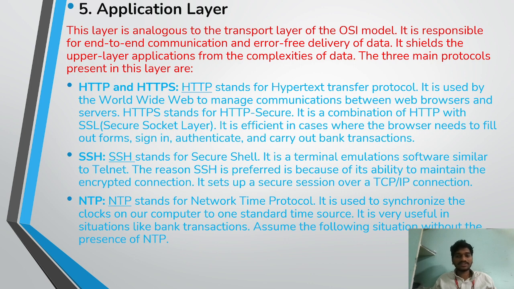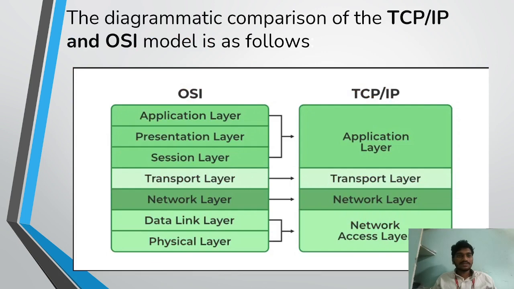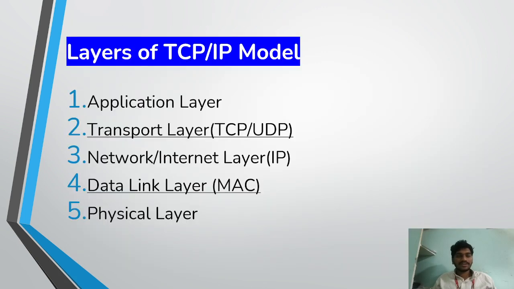Assume the following situation without the presence of NTP. So this is about the TCP/IP reference model, and it consists of mainly five layers. Those are the application layer, transport layer, internet layer, data link layer, and physical layer.